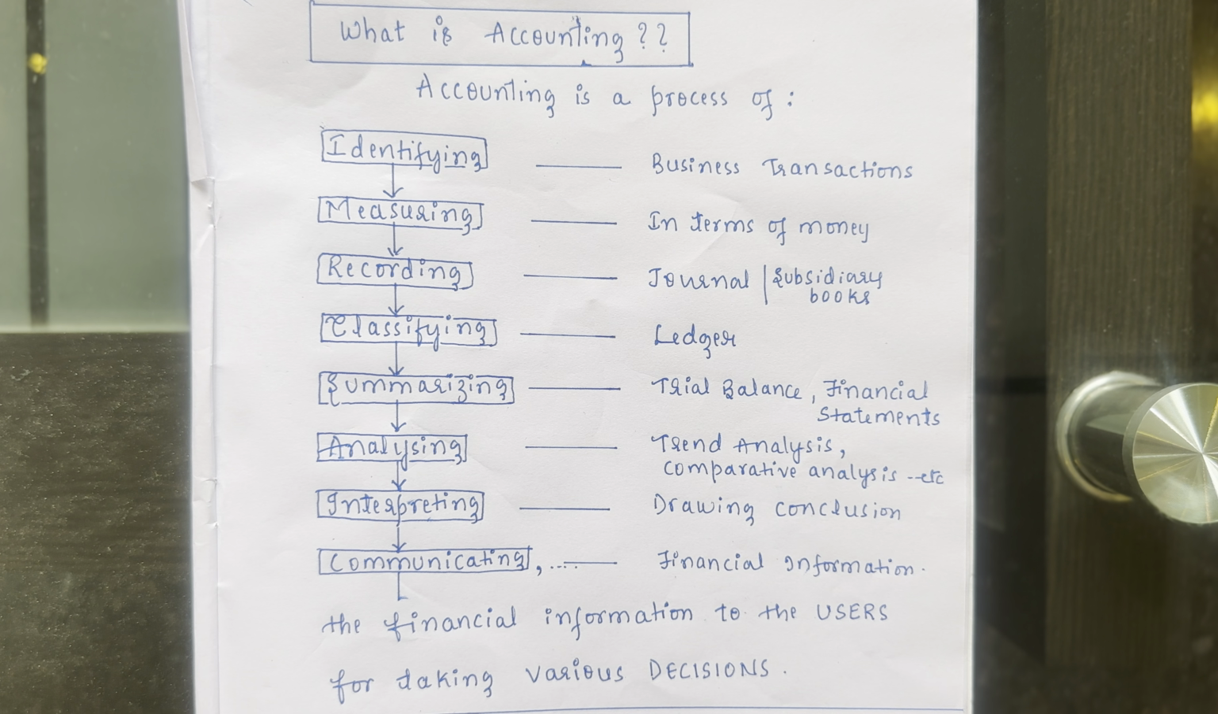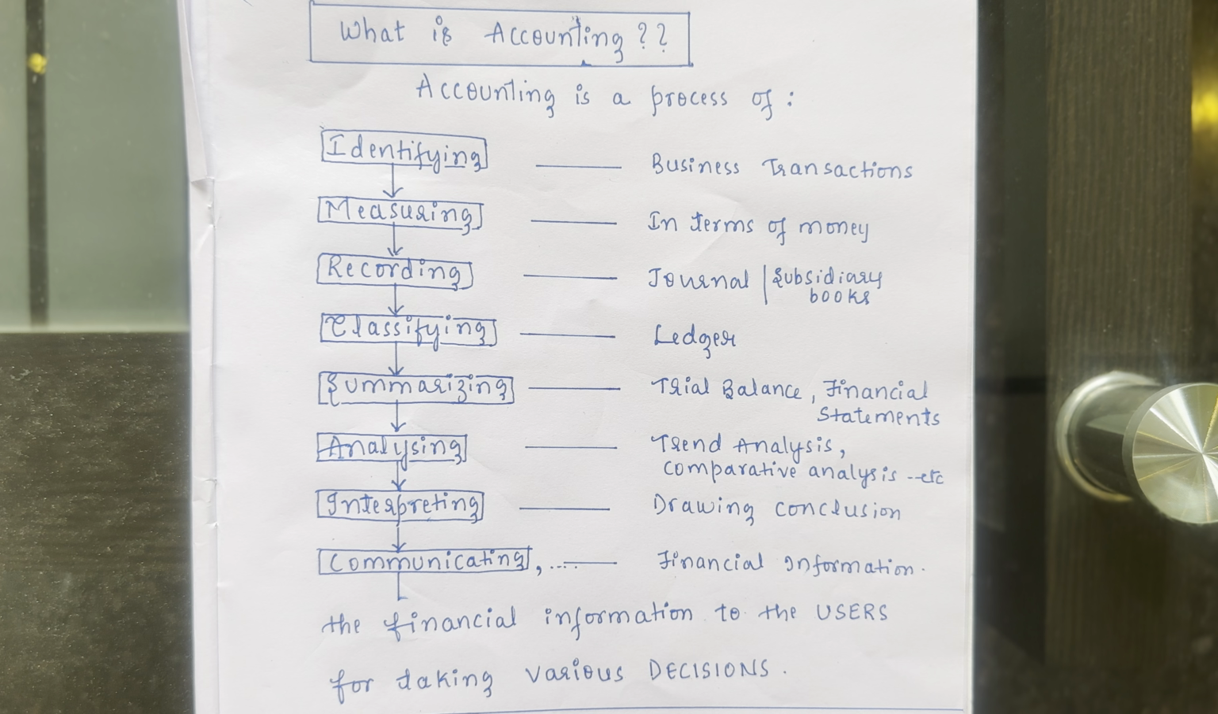Measuring means what? Those transactions which can be measured in terms of money, only those transactions should be recorded. It should be quantitative in nature. That means purchase of raw material for rupees 10,000. 10,000 is a quantitative factor we are talking about. And payment of wages, rupees 10,000. And purchase of building, rupees 20 lakhs, for example. This is quantitative in nature. These transactions will be recorded. Here the qualitative aspect is ignored. We are not going to record it.